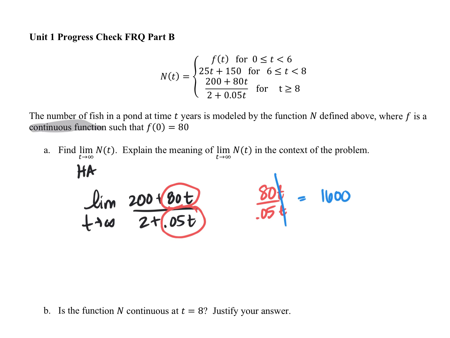And it says, explain the meaning of that in the context of this problem. What do you think? So yeah, in terms of years, ponds, fish.